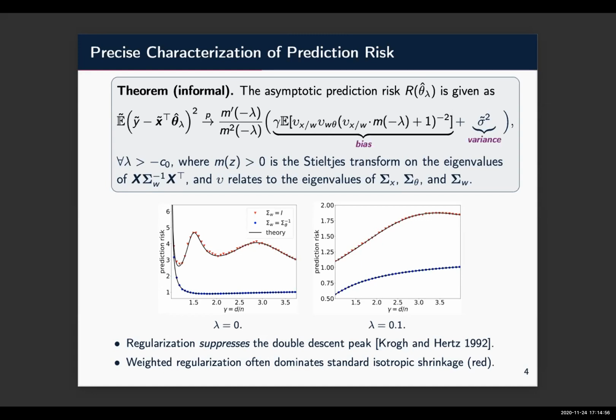One thing worth noting is that if you don't regularize, the risk curve can look pretty weird. It can exhibit multiple peaks. And I think previous works on double descent primarily focus on the peak when gamma equals 1. But if you regularize, then the trend looks much nicer. And this observation actually dates back to 1992. Also, weighted regularization can easily outperform standard ridge regression. Standard ridge regression is the red curve here.